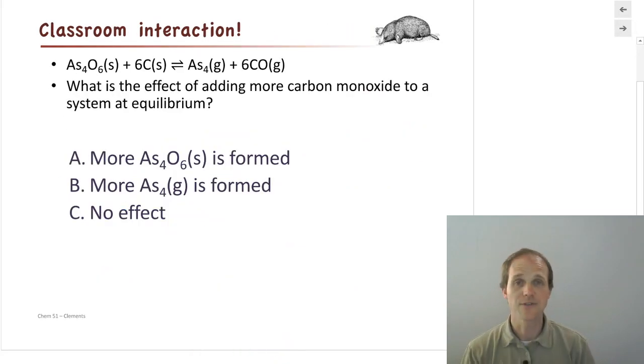All right, so here's one for you to try. We've got this reaction of As4O6 reacting with carbon to make As4 and carbon monoxide. And I want to know, what's the effect of adding more carbon monoxide to this system when it's already at equilibrium? Are we going to form more As4O6? Are we going to form more As4? Or is it going to have no effect on the equilibrium? So your turn.